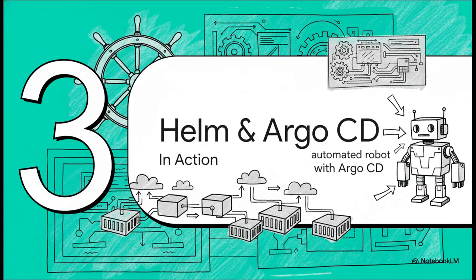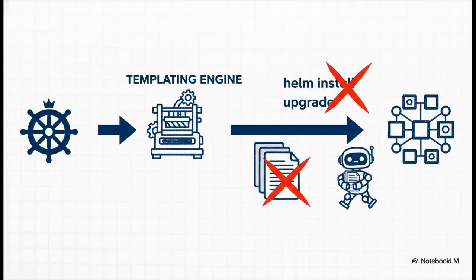API. Okay, so we've got the blueprint from Helm, and we've got the automated builder robot from Argo CD. Now let's see what happens when we put this power duo to work on a really tricky real-world deployment. Now this might be the single most important detail to understand about how these two work together.